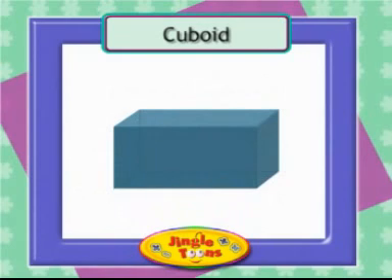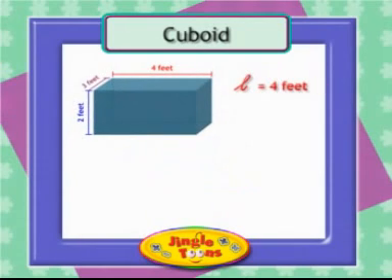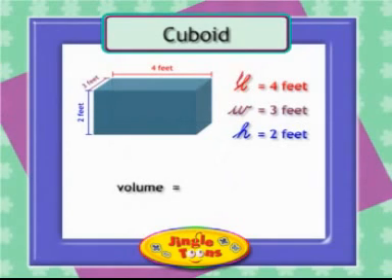Suppose if you have to find the volume of a cuboid of 4 feet long, 3 feet wide and 2 feet tall, here is what you will do. L is equal to 4 feet, W is equal to 3 feet, H is equal to 2 feet. And the formula is volume is equal to L multiplied by W multiplied by H. So, volume is equal to 4 multiplied by 3 multiplied by 2. Thus, volume is equal to 24 cubic feet.